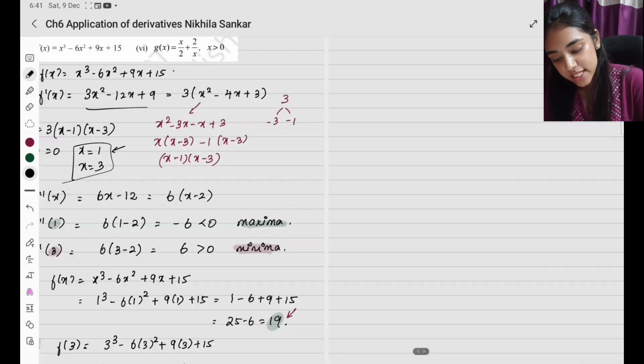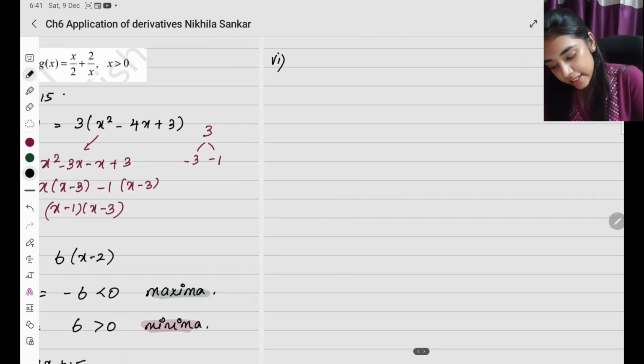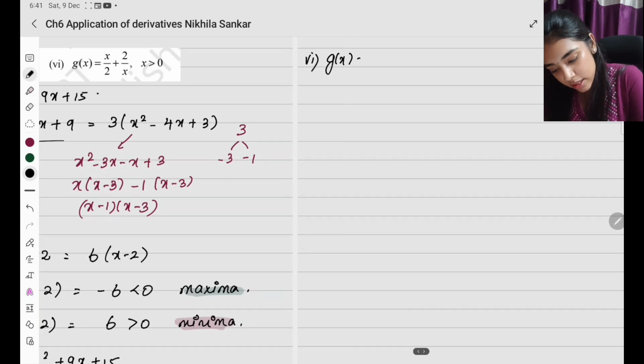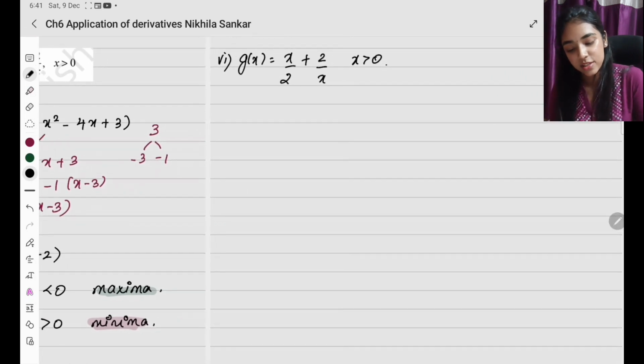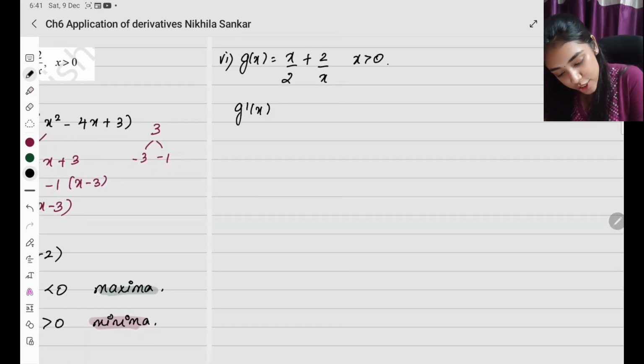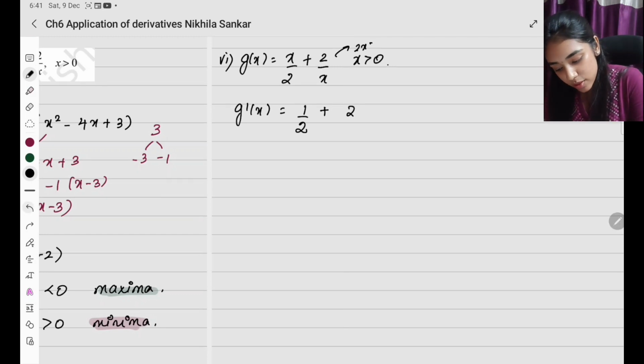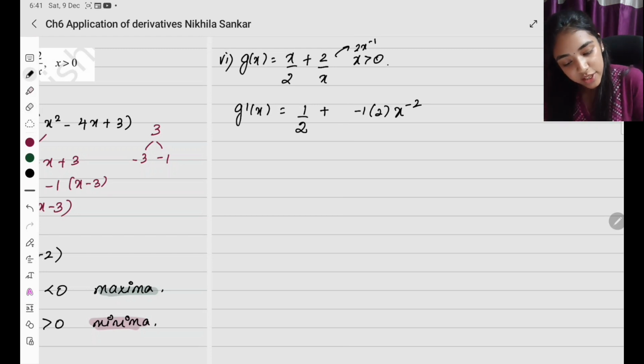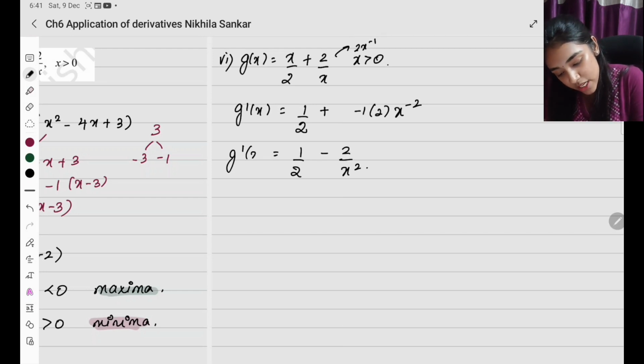Okay, now sixth subsection, I have g of x equals x by 2 plus 2 by x, and it's given that x is greater than 0. Now the first derivative, so g dash of x is going to be 1 by 2, plus when I differentiate 2 by x, the minus 1 comes down, so I have 1 by 2 minus 2 divided by x square. This is my g dash of x.